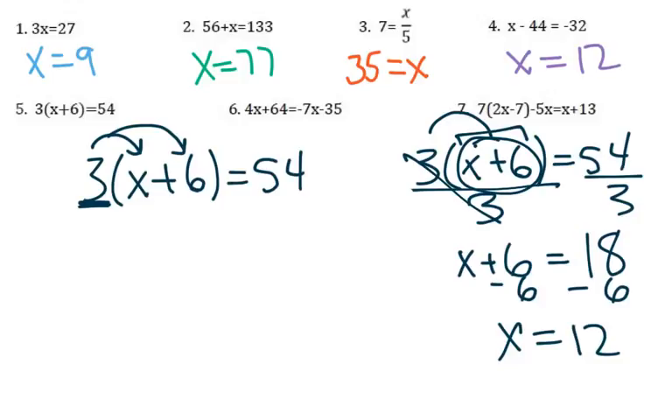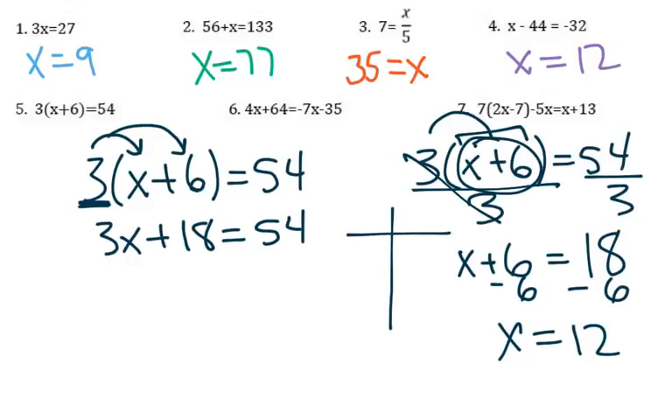I can simplify. Okay, so 3 times x is 3x, plus 3 times 6 is 18, equals 54. Then we can think about, okay, what happened to x? Well, first we times it by 3. Then we would add 18 to it. So we go backwards in opposite order. So first I subtract 18, then I divide by 3.